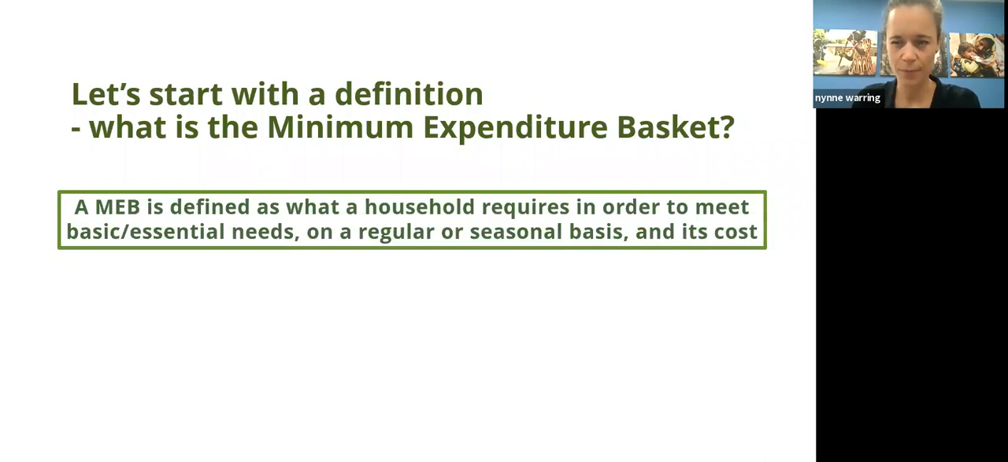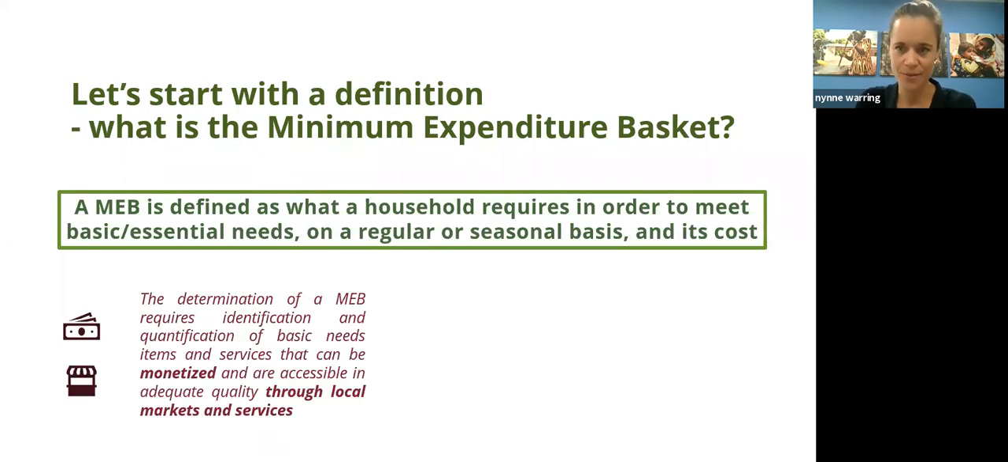As we've done in previous webinars, we like to start by rebasing ourselves with the definition of the MEB. As they would say, new readers can start here. For some of you it's a repetition, so I apologize. The MEB is defined as what a household requires in order to meet basic or essential needs on a regular seasonal basis, and its cost. This sounds familiar to most of us at this point.